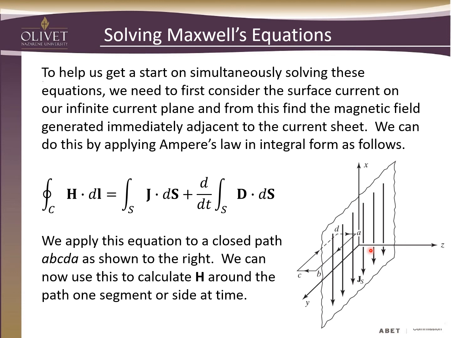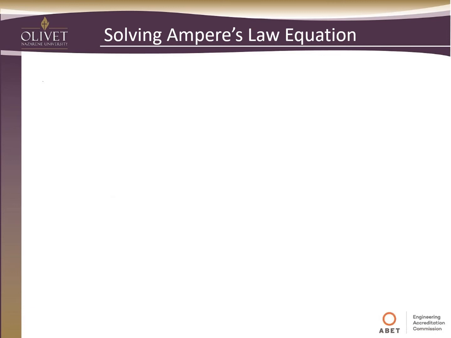Then we can use this to calculate H, or the magnetic field, around the path one segment at a time. Hopefully we notice that since the magnetic field is in the Y direction, which we've already determined from the previous slide, this path here and this small path here are going to, by definition, be zero. We'll look at that in a minute.